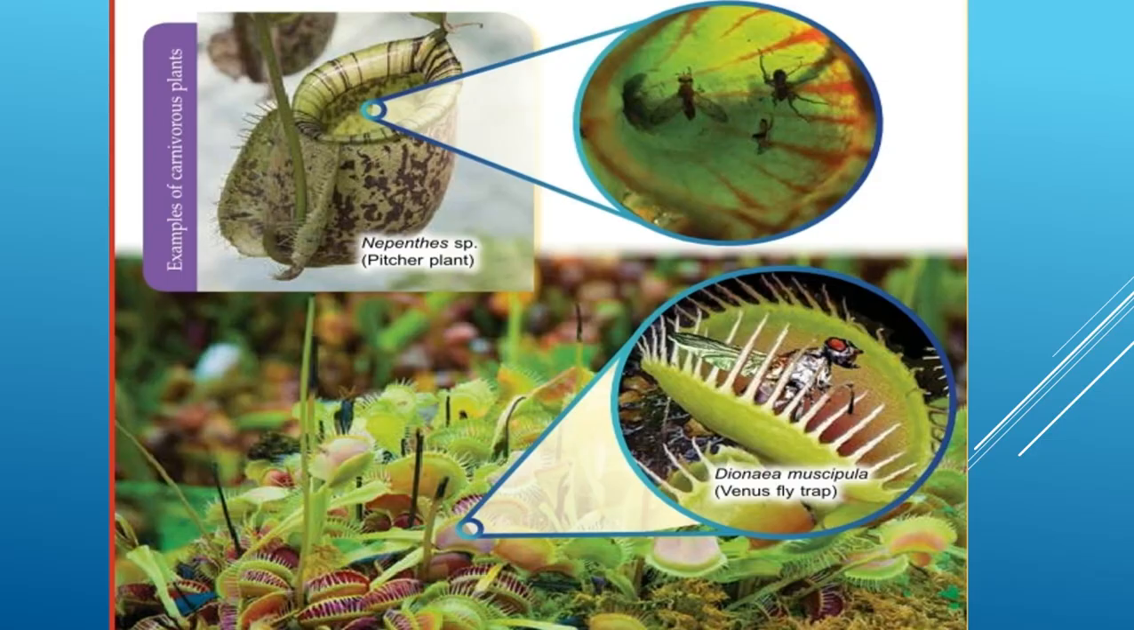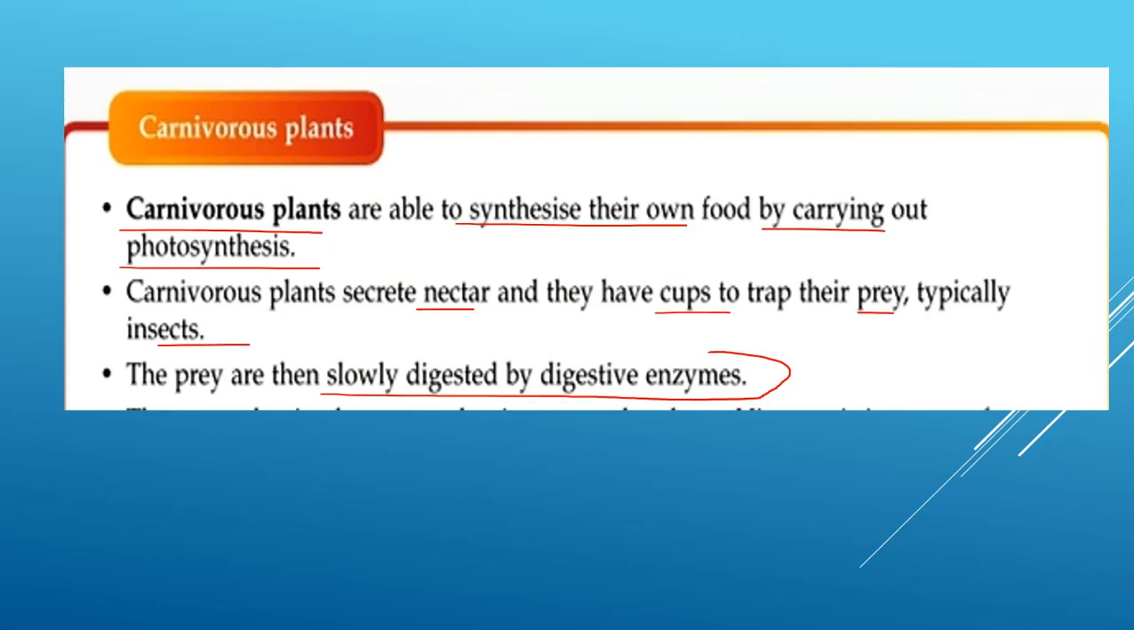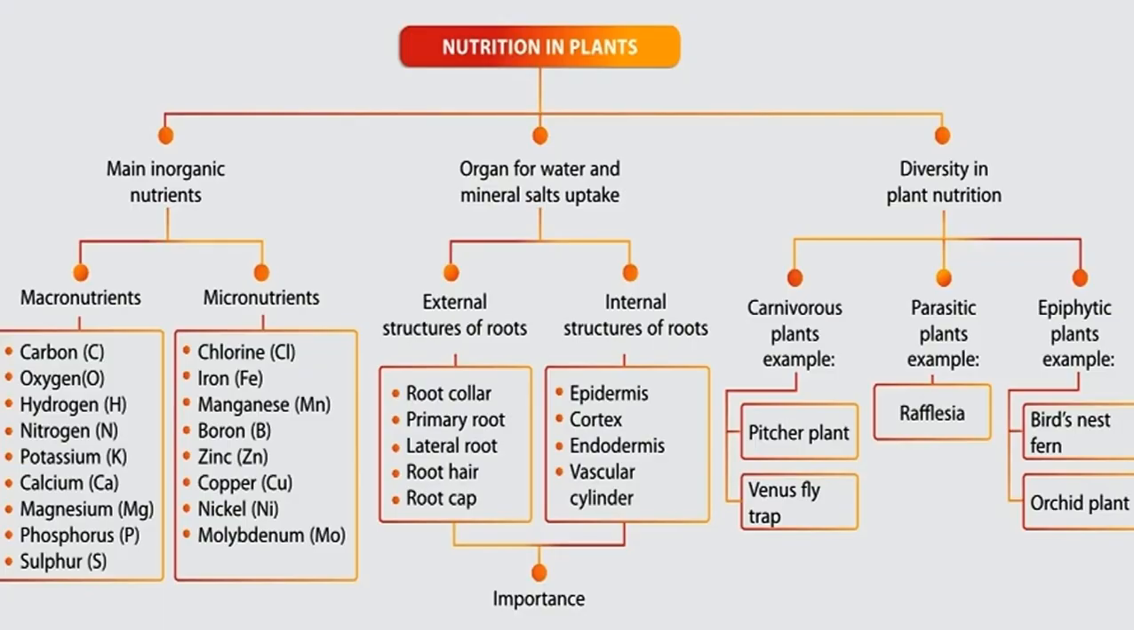Okay, so itu sahaja untuk hari ini. Okay, so kita ada nutrition in plant. Main inorganic nutrient bahagi kepada macronutrient dengan micronutrient. Ini adalah disebabkan oleh quantity ya. Macro maksudnya diperlukan dalam large quantity, micro ini diperlukan dalam a small quantity sahaja. So this one remember the function and also the effect of deficiency, okay?